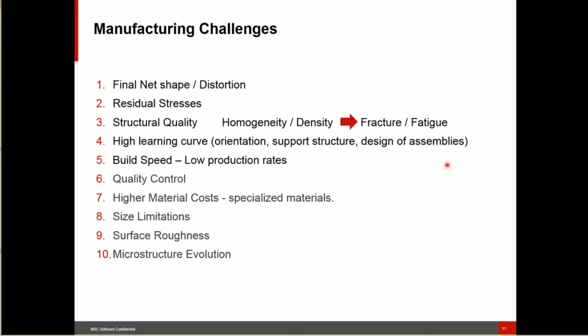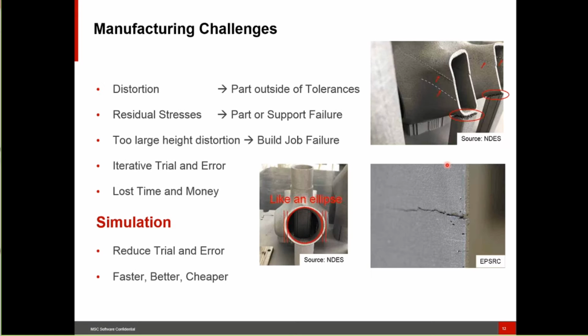Simufact Additive and our simulation products can't really control the size of the powder. Higher material costs, the fact that we're using specialized materials. The good news is the material costs are reducing. Size limitations I talked about earlier. Surface roughness, which might require secondary finishing operations. And we're often interested in the microstructure evolution so we can determine what the material hardness is going to be.